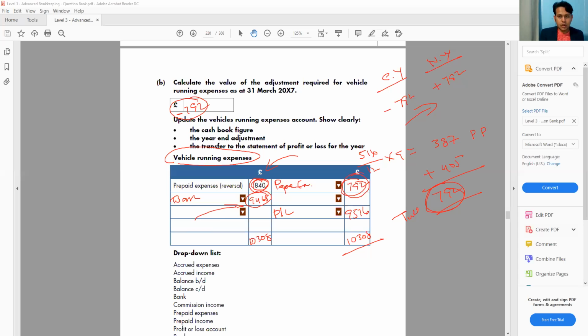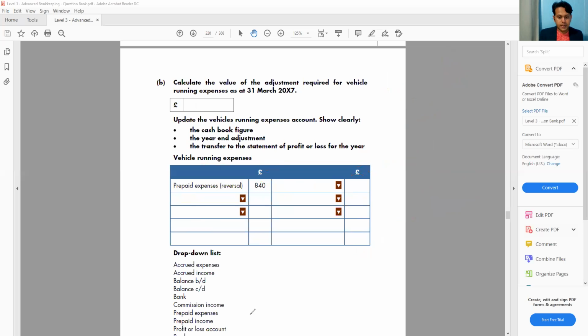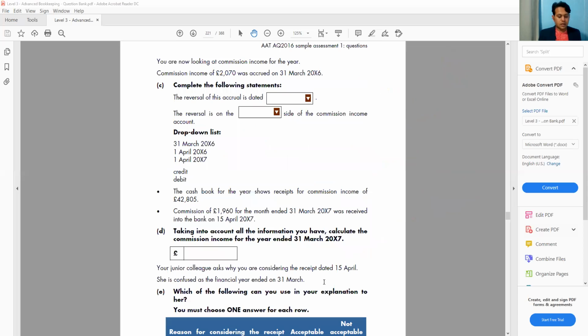All right, so let's move on to the next question. Let's see what we have. Okay, so the next one is saying here, you are now looking at commission income for the year. Commission income, that's an income for us. Commission income is the income.